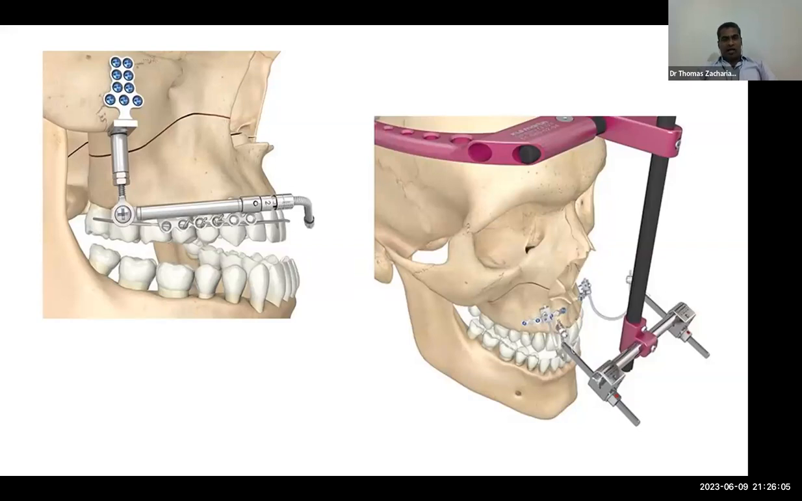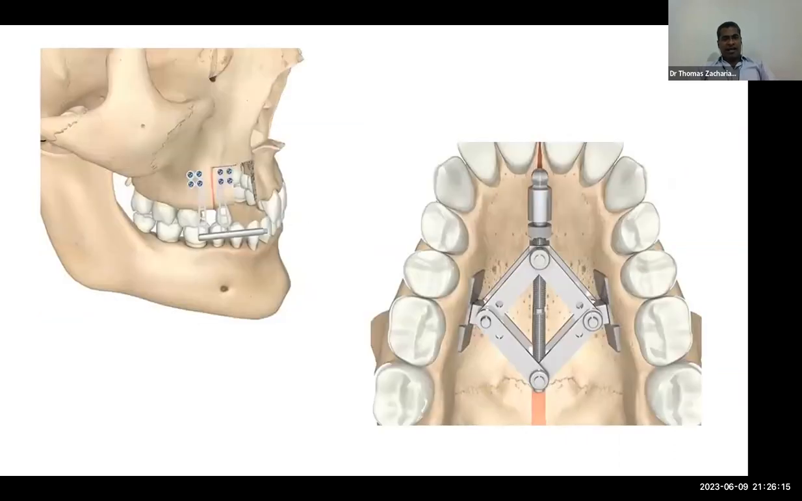So all these pictures I'm showing you are to tell you different concepts about distraction: biplanar, monoplanar, internal, external. You can see alveolar distraction in the first picture, which is mainly done for cleft alveolus. Second is rapid palatal distraction, where a midline osteotomy has been done and a bone device is used to increase the transverse width of the maxilla.